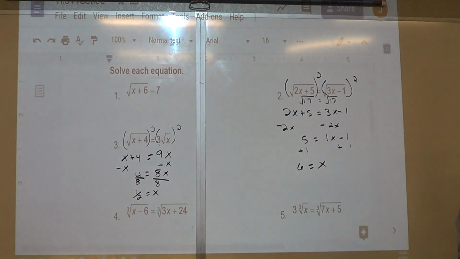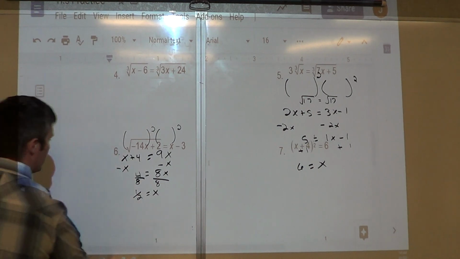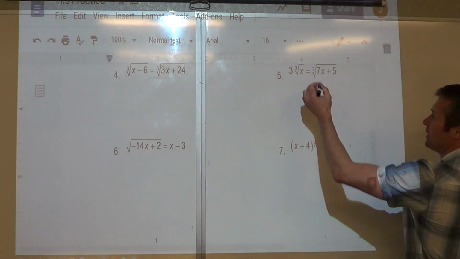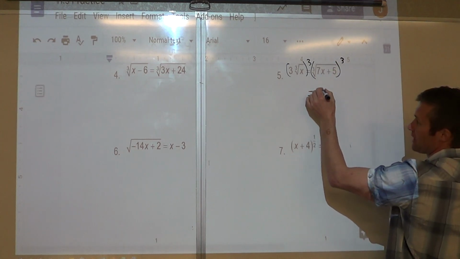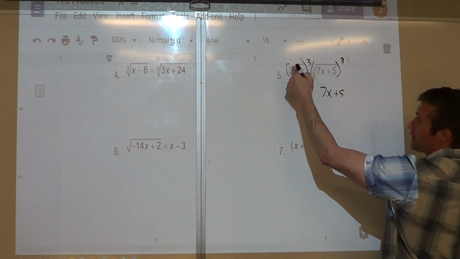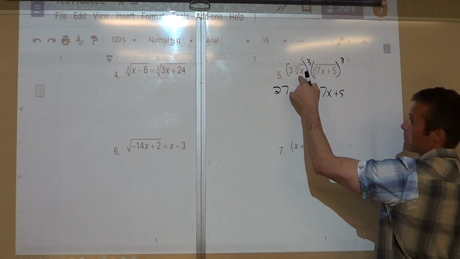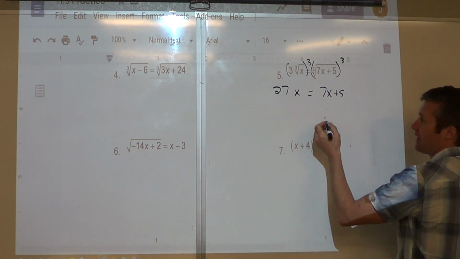When you come to number 5, we're going to go through the same idea. The only difference is instead of using a square root, now we're using a cube root. So we're going to cube this side, and we're going to cube this side. So if I cube this side, it's just 7x plus 5. I need to cube this 3 as well. So 3 to the 3rd power is 27. And then the cube root of x to the 3rd power would just be x. And then we can go ahead and solve.